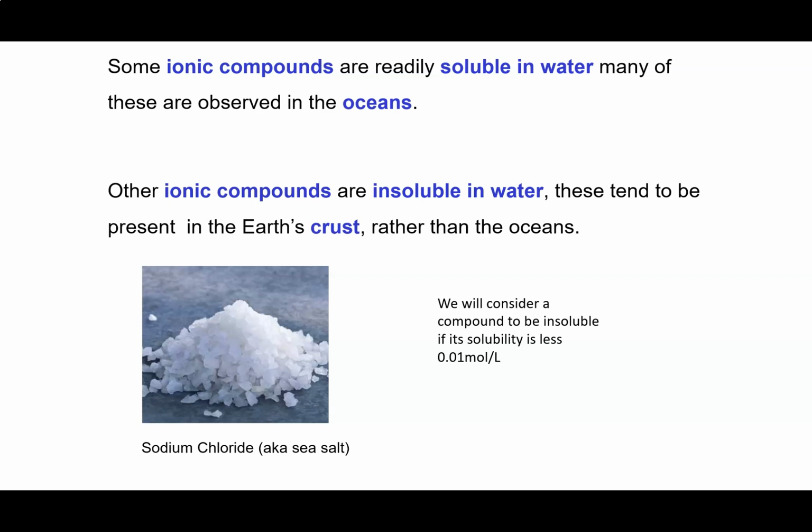Now, this is not anything new. You've probably noticed that some ionic compounds dissolve really well in water. These are the types of things that we see in the ocean. And what do we know sea salt is? Sea salt is sodium chloride, really soluble in water.